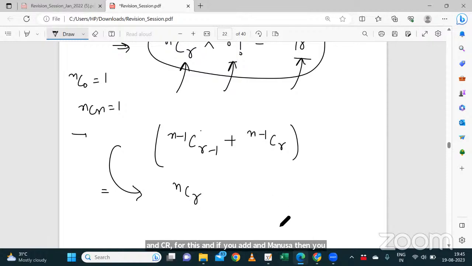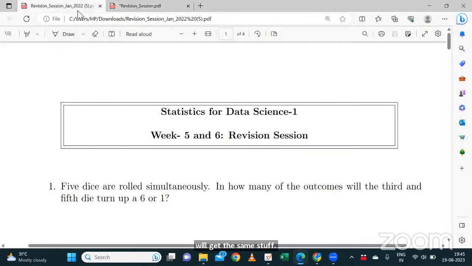This is just a problem, so I have selected some questions. Let's try to do that. Hope you will get the concept. Take your pen and paper. Just read the question. We have 5 dice, and those 5 dice are rolled simultaneously. In how many of the outcomes will the third and fifth die turn up a 6 or a 1? Take 2 or 3 minutes and let me know what answer you are getting, so you will know how to use this.